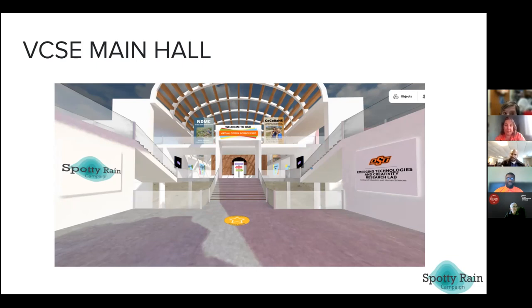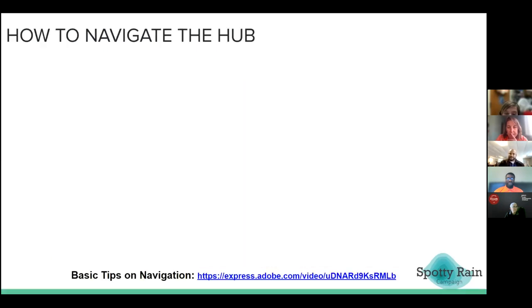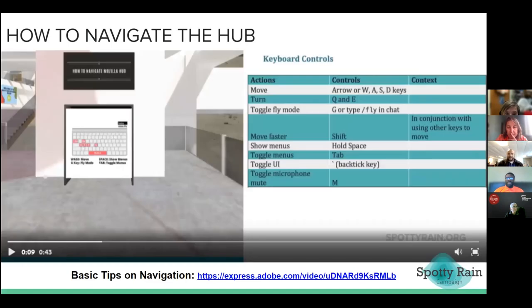This is just to give us some ideas. As you build your room, think through what you can add to the space as well, and some of the interactivity that you can integrate into this space. And then on this slide, Ayo will be talking about the tips for navigation within Mozilla Hub. So go ahead, Ayo. Thank you, Clement.